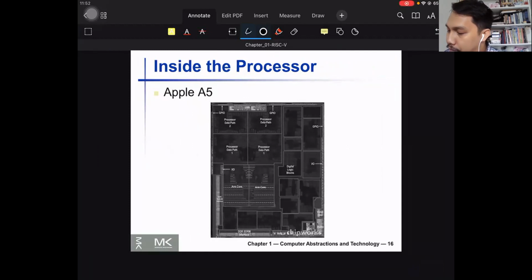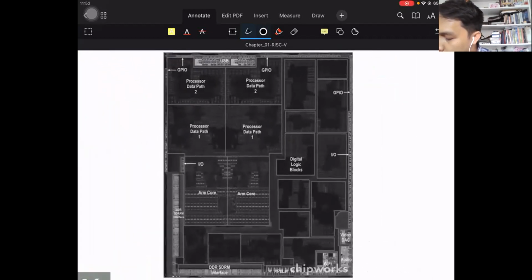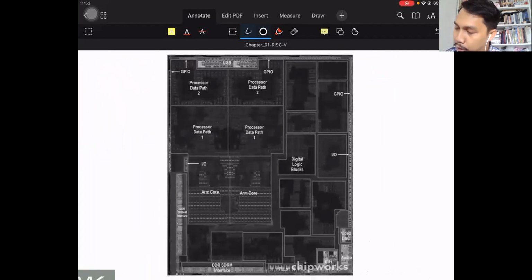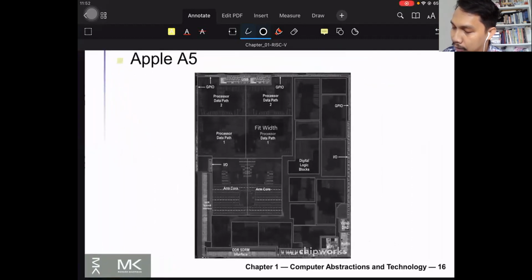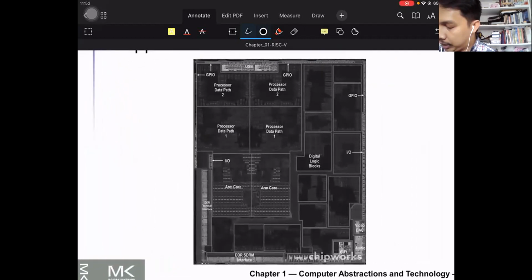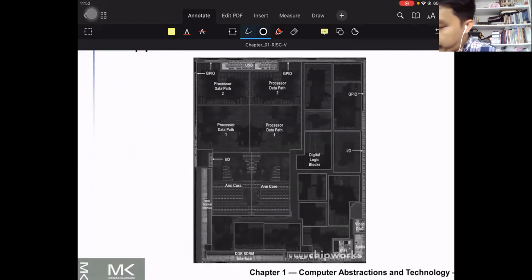The Apple A5. So this is what's inside the processor. Inside the Apple A5 processor are GPIOs, input-output, and the data paths.